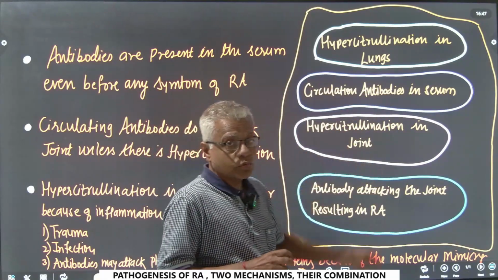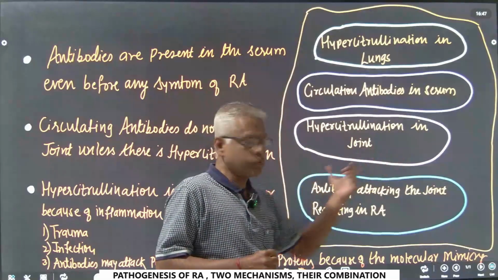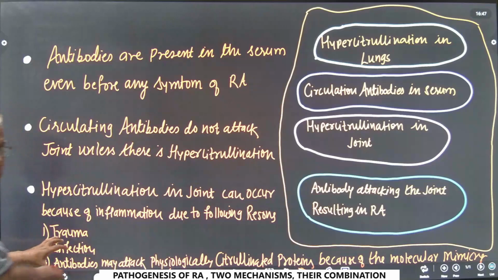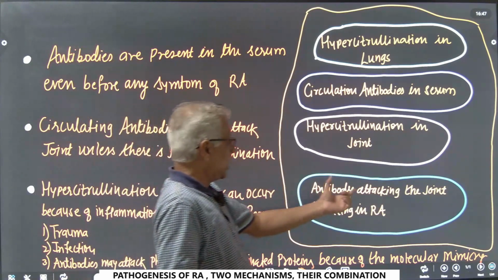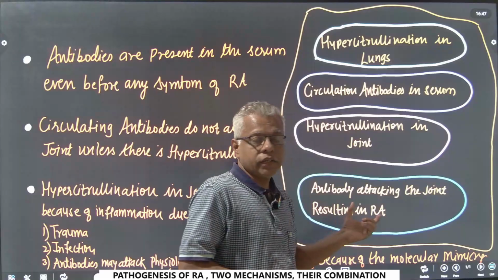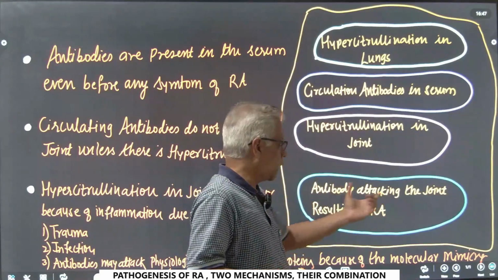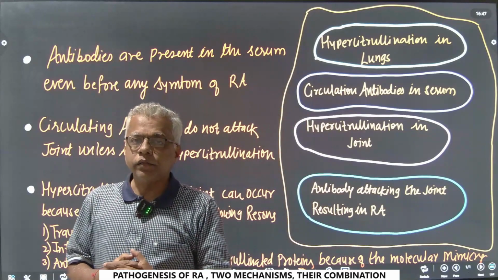Hypercitrullination in the joint. So which is the next event? There will be hypercitrullination in the joint. We have seen which are the reasons responsible for the hypercitrullination in the joint. Antibody attacking the joint resulting in RA, and then these antibodies which are circulating in the serum attack the joint resulting in the RA.